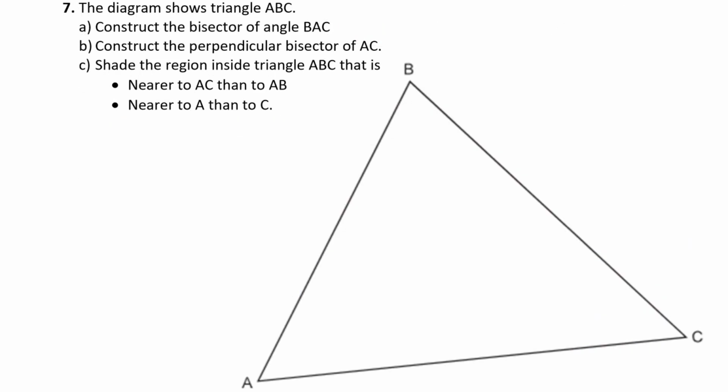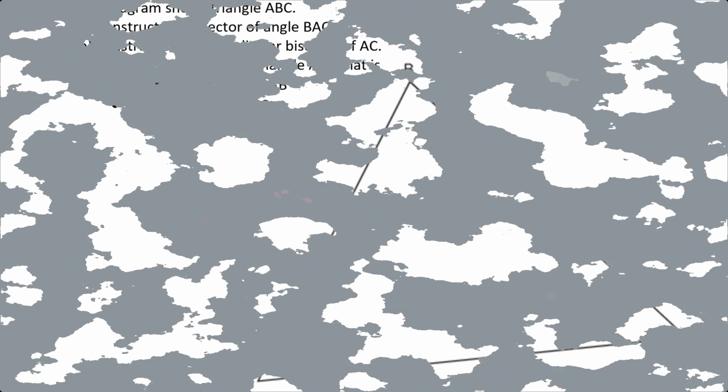Question 7. The diagram shows triangle ABC. Construct a bisector of angle BAC, then construct the perpendicular bisector of AC, and then shade the region inside triangle ABC that is nearer to AC than to AB, and nearer to A than to C. So we need a straight edge and compass for this, so let's get busy with that then.